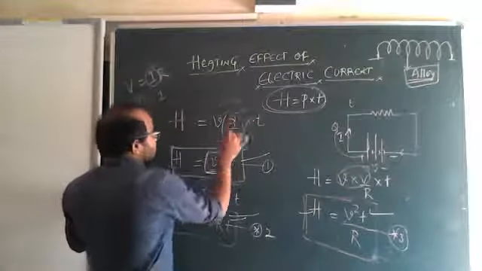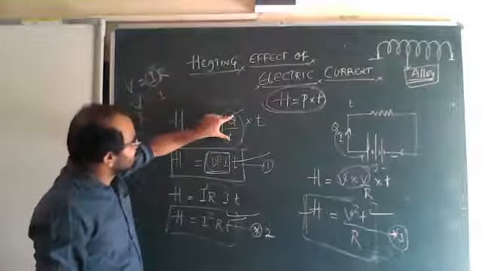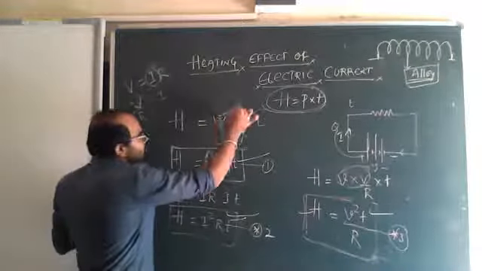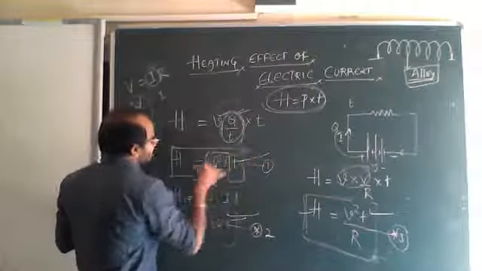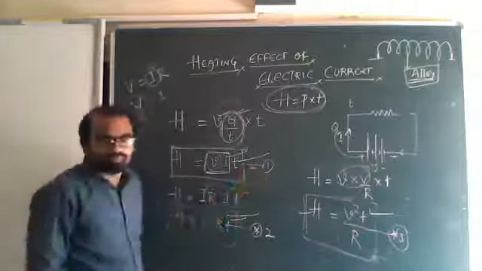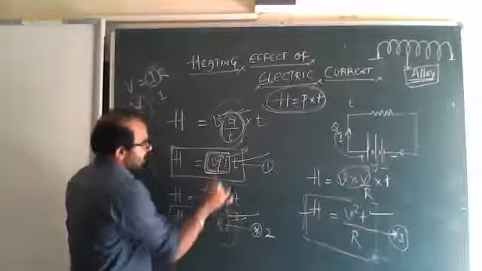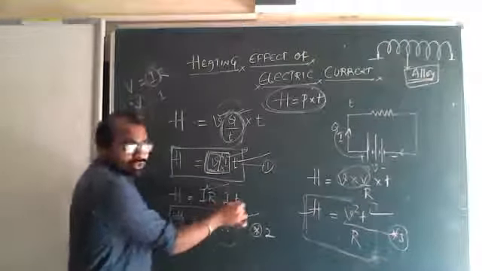H is equal to VQ by T into T. So for T time, current is flowing with V as the potential difference. So VQ by T into T. So Q by T is what? My current. H is equal to VIT. Okay. So in place of V I can put IR. IR into I into T.